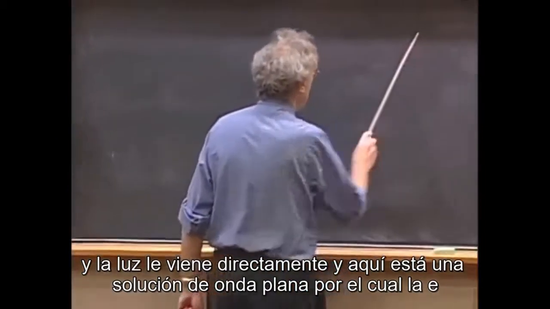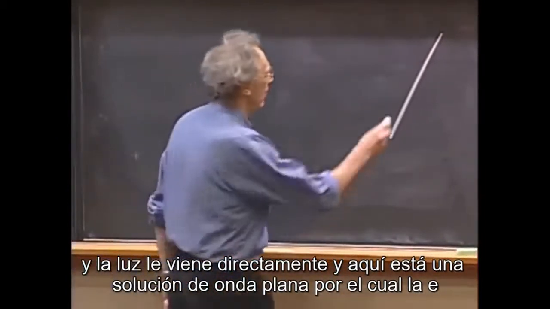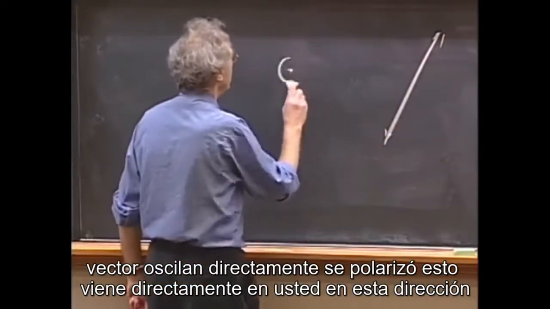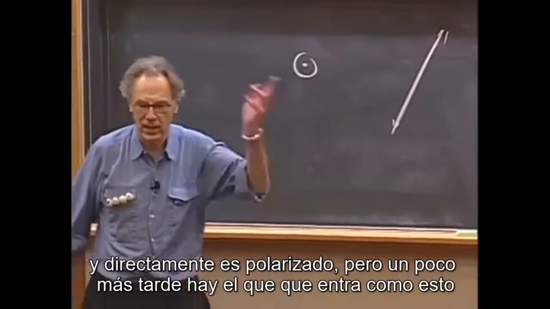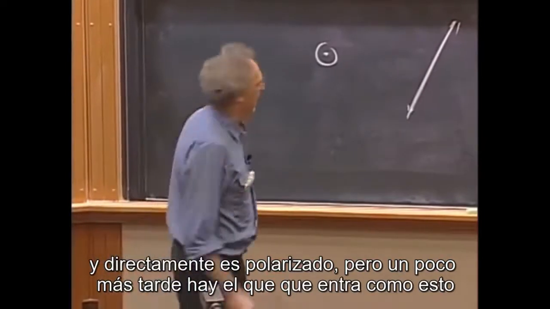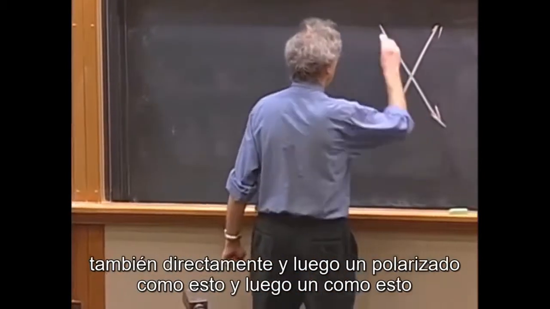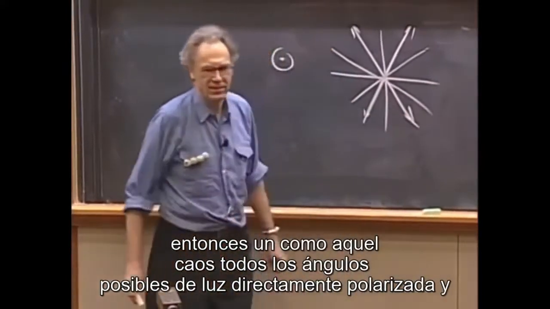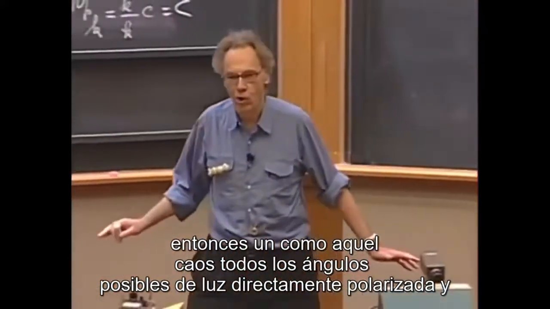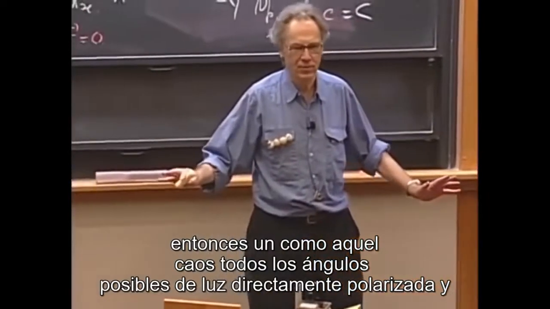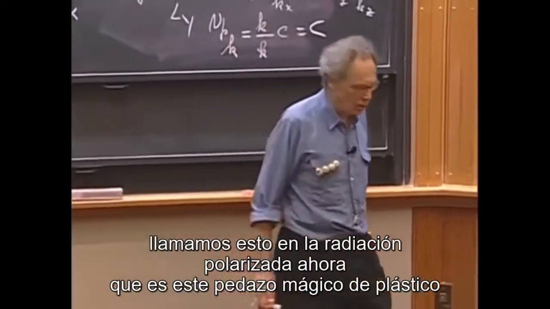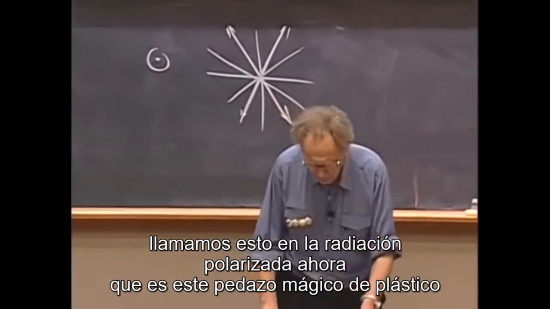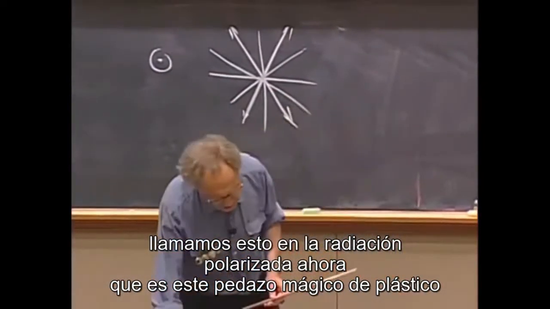Imagine that there is a desk lamp here, and light comes straight to you. And here is a plane wave solution whereby the E vector oscillates, linearly polarized. It's coming straight at you in this direction. But a little later, there is one that comes in like this, also linearly polarized. And then one like this, and then one like this, and then one like that. Chaos! All possible angles of linearly polarized light. And we call that unpolarized radiation.